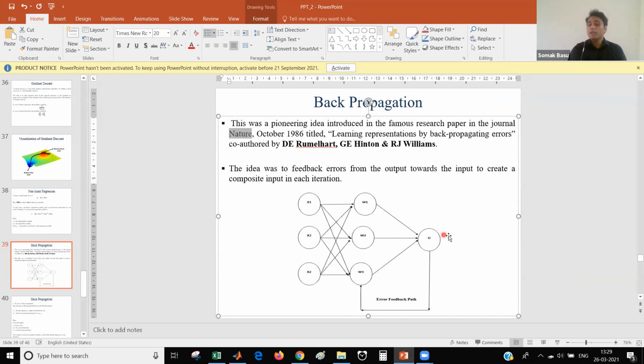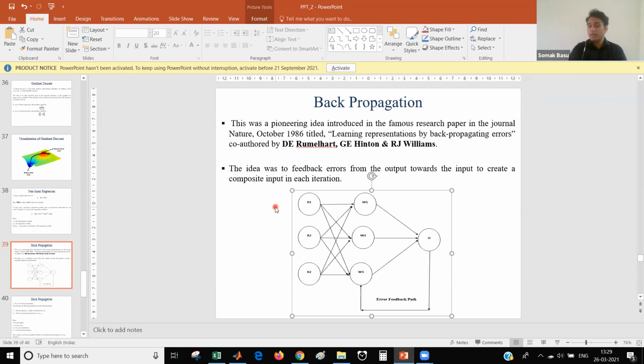What they proposed was, you have a neural network in which you feed the data. After that, the data is processed, and after that, you get the output. And in the output, you get some errors.